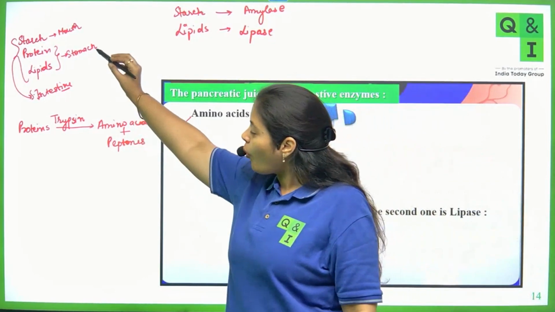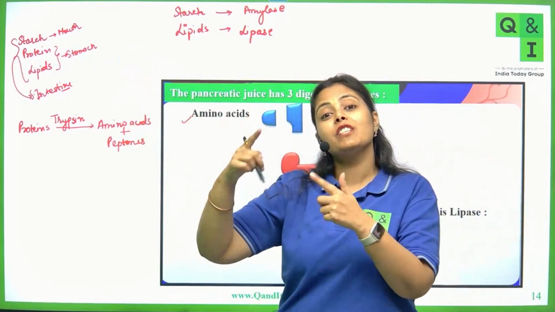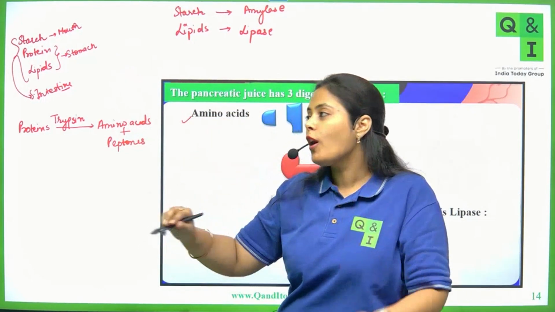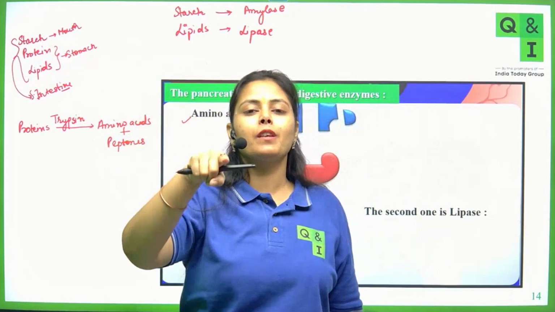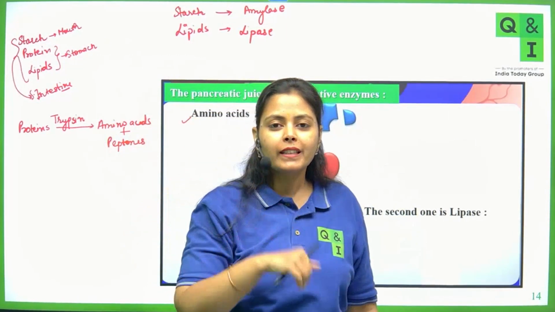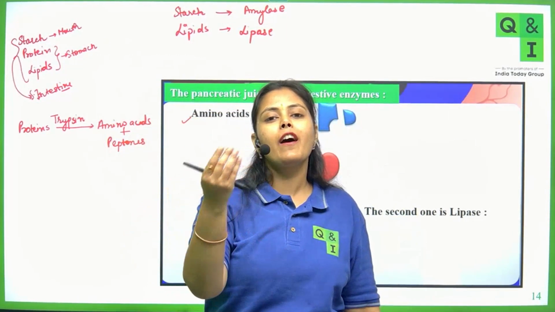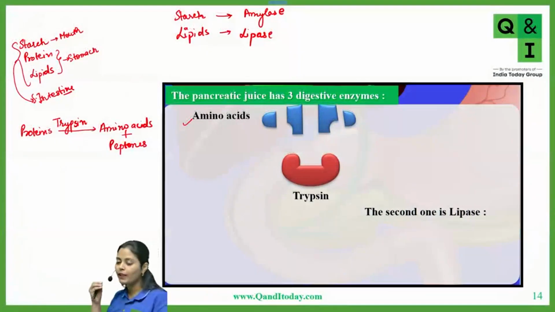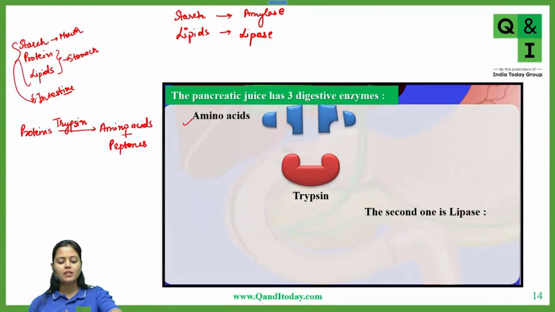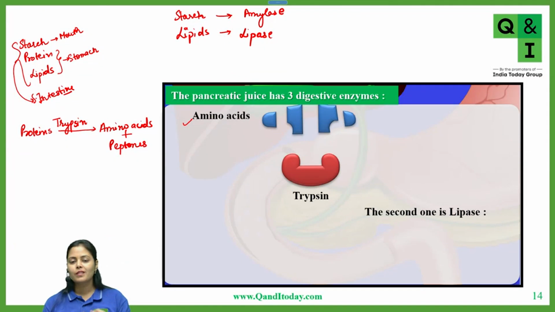Now, the only enzyme names that change are those for proteins. In the stomach, for digestion of proteins, pepsin was there, whereas in the intestine, for digestion of proteins, you have trypsin. So you need to memorize only the names of the protein digesting enzymes. For starch and lipids, the enzyme is always the same.